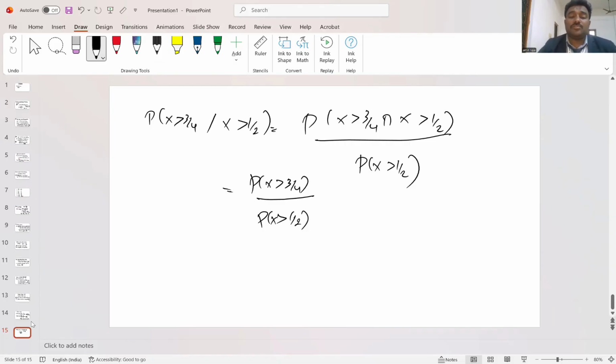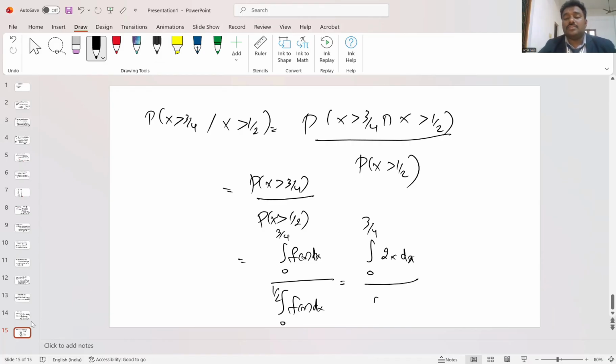So x greater than 3 by 4 means the probability value will be like this. From 0 to 3 by 4, this f of x dx divided by 0 to 1 by 2 f of x dx. So it is going to be 0 to 3 by 4 2x dx and 0 to 1 by 2 again 2x dx, right? So now 2 will get cancelled.